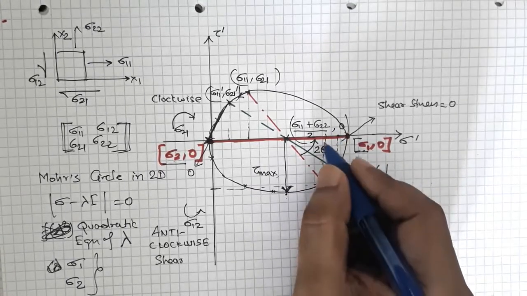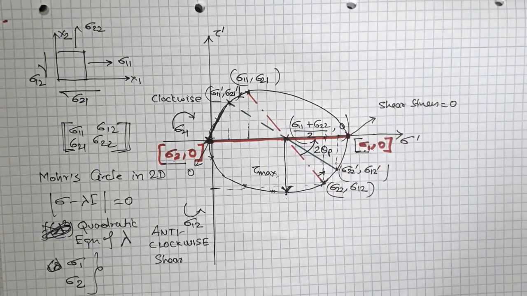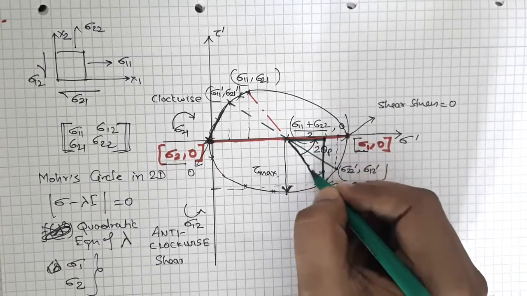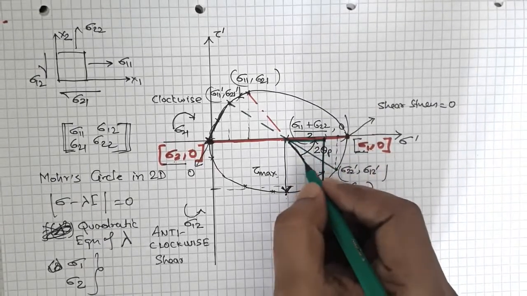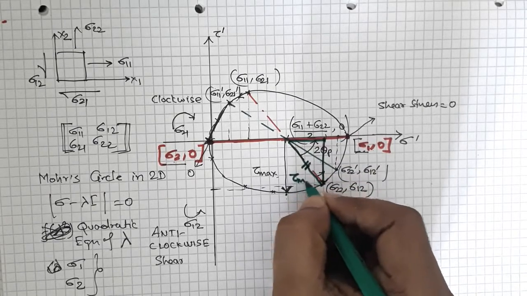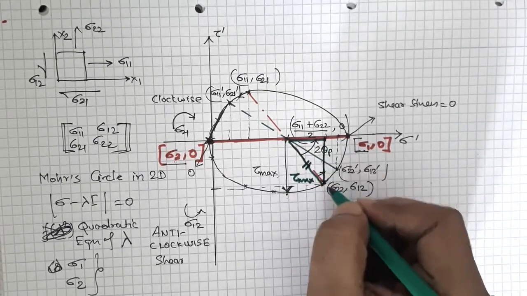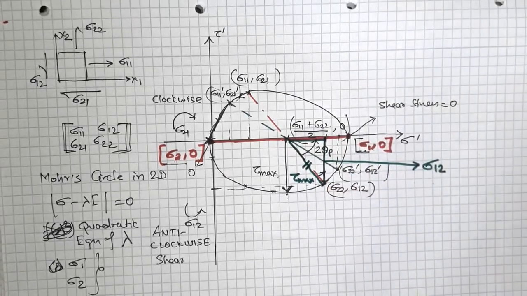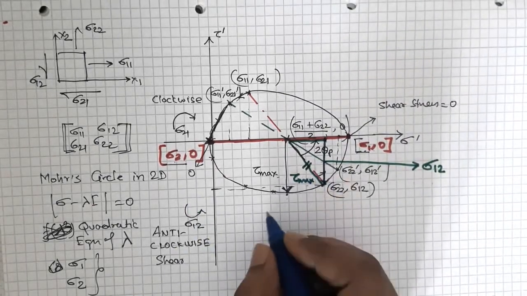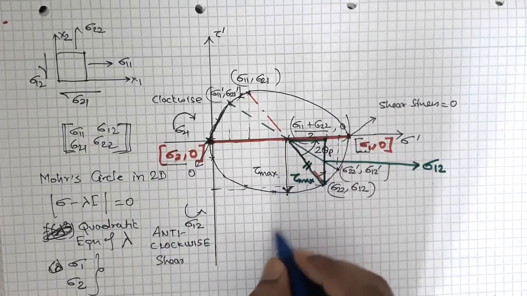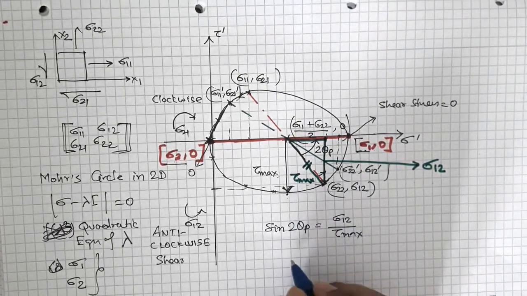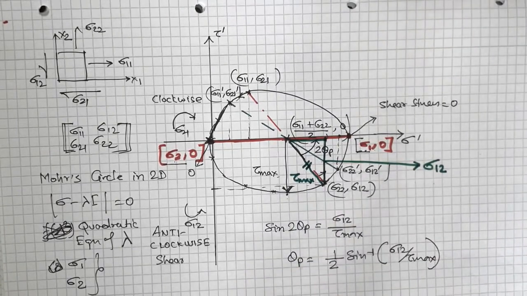So if you draw this right angle triangle, this is your theta p. This is tau max because that's the radius, and this height is sigma 1 2. So now you know the perpendicular and hypotenuse of that right angle triangle. So sine 2 theta p, and from this you can find theta p from the original state of stress to get the principal axis, right?